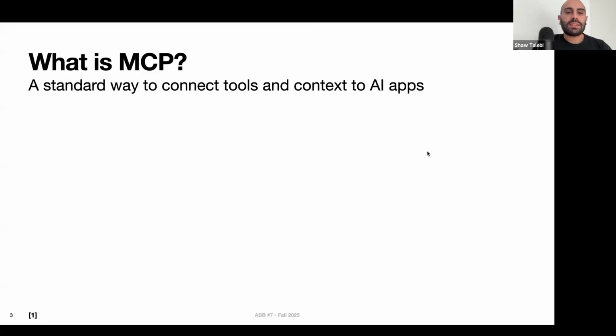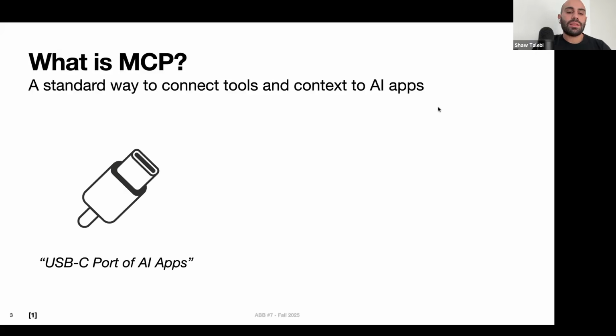So if you're wondering what this is, MCP is just a standard way to connect tools and context to AI applications. The analogy that Anthropic uses to describe MCP is that it's kind of like the USB-C port of AI apps. So right now I have my laptop and I've got multiple devices plugged into it using USB-C. And you can think of this in the context of AI apps. You can have your AI app like Claude Desktop, and then you can plug in a bunch of peripheral devices into Claude Desktop using MCP.